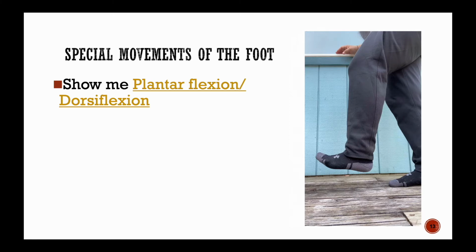Now we've got some specialized movements of the feet. We've got plantar flexion and dorsiflexion. So let's do plantar flexion and dorsiflexion. For plantar flexion, your toes become pointed. For dorsiflexion, your toes lift up. And those are the two different things.